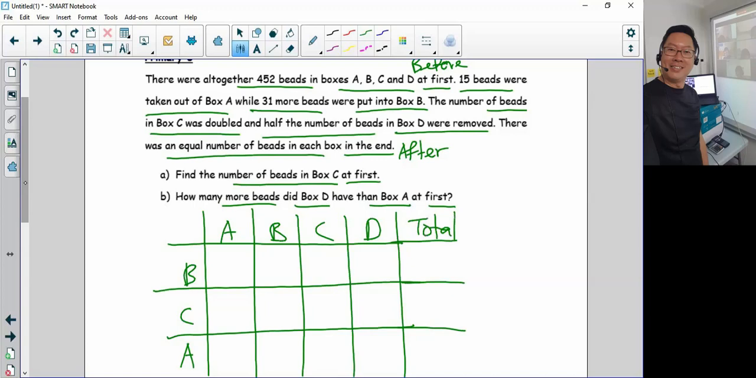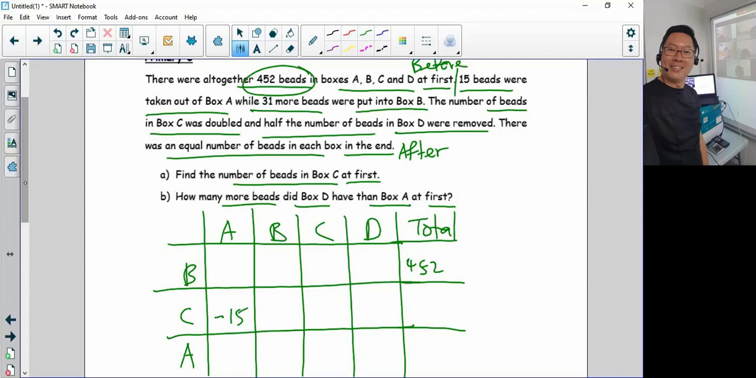All right, now we put the numbers inside. There were altogether 432 bits altogether. So this is the total at first. Okay, do I know how many in box A, B, C, D at first? I don't know, but I know the total. So I put inside the box. All right, so that's the first sentence. 15 bits were taken out of box A. So you have to minus.